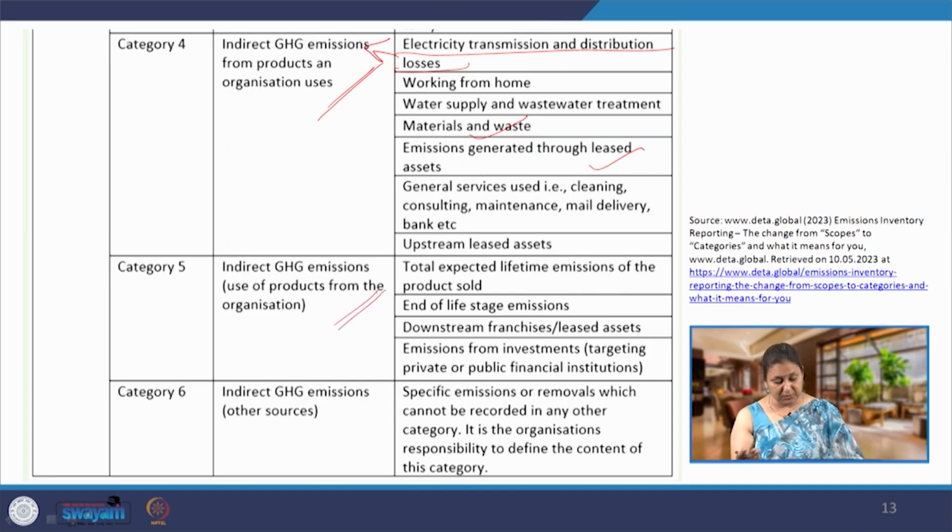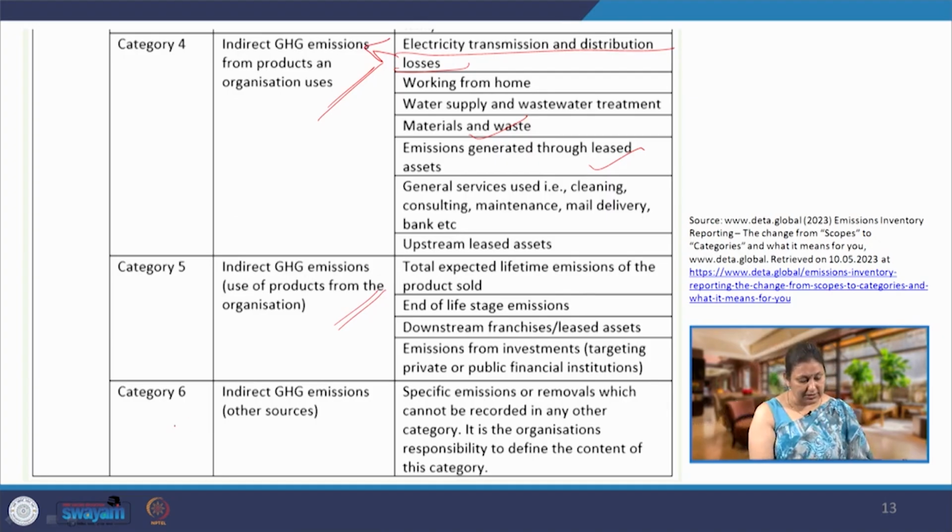Emissions from investments. So, here we are largely looking at the financial institutions. The financial institutions may not be generating any direct or indirect emissions as such, but the kind of projects and products they have invested in will also bring them category 5 emissions, which will be covered in scope 3.